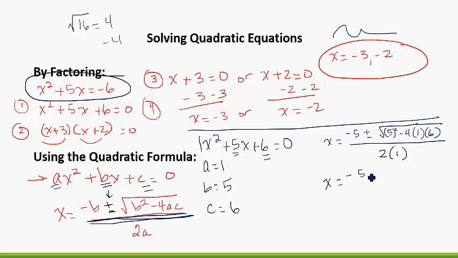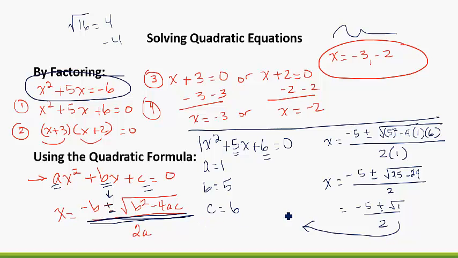So when we clean this up, we get negative 5 plus or minus the square root of 25 minus 4 times 1 times 6, that's going to be minus 24, over 2. Keep going, we get negative 5 plus or minus the square root of 1 over 2. Running out of room here, so come back up here. This is going to give me negative 5 plus or minus 1 over 2, because the square root of 1 is 1.